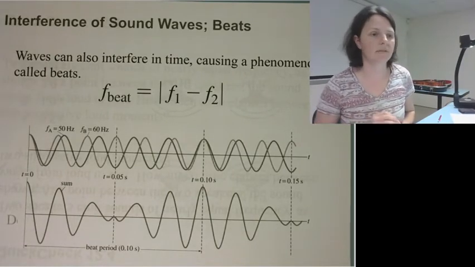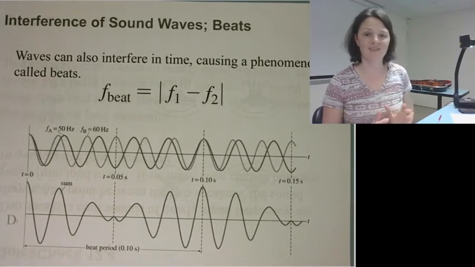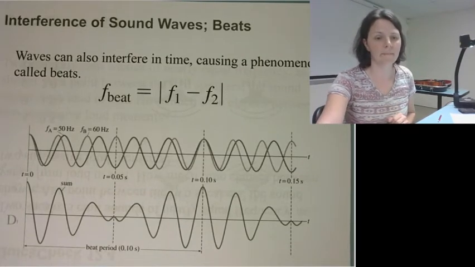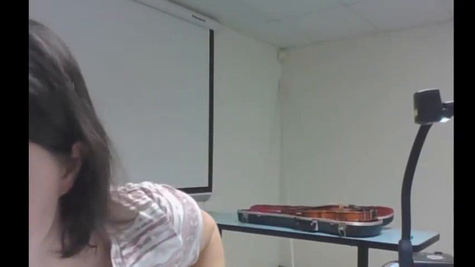Let's see if that decides to make it. So there's my good old 440 hertz sound wave again. And let's play almost the same note, but not quite the same note. And what I want you to listen for is hearing it get loud and soft and loud and soft and loud and soft.